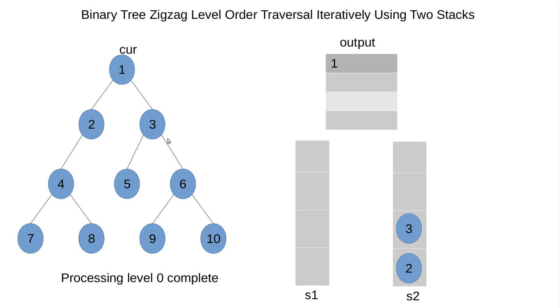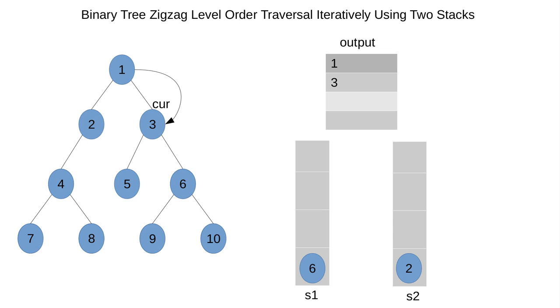Now we start processing from stack S2. So we pop the node from the top of the stack, and current is assigned the reference to node 3. So we process this node. Since we are in a new level, we create a new list and add 3 to the output. Now we'll add the children of node current to stack S1. Since we are adding to stack S1, we push from right to left. So we add node 6 first and then node 5.